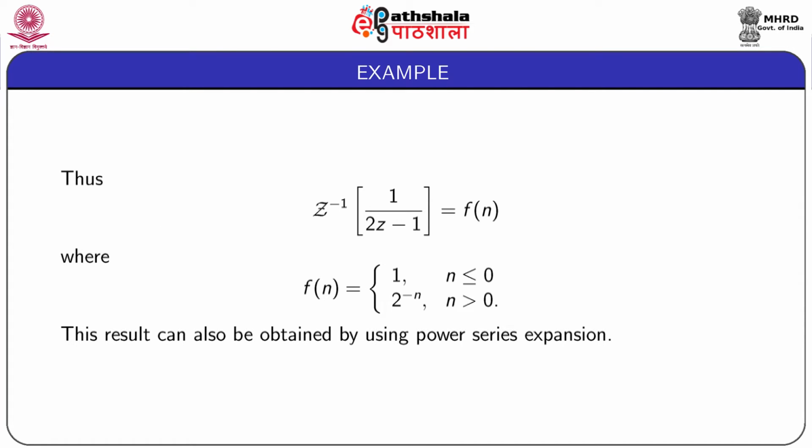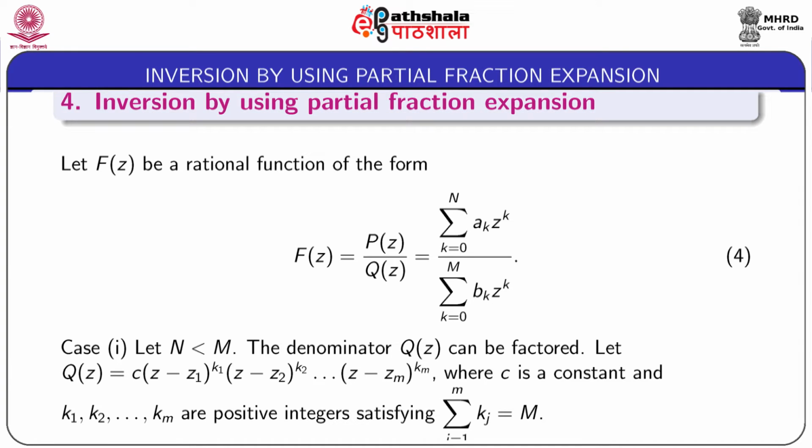Thus, the inverse Z transform of 1 by 2 to the power z minus 1 is equal to Fn, where Fn is equal to 1 for n less than or equal to 0 and equal to 2 to the power minus n for n positive. We can obtain this result also by using power series expansion. Next we come to another method of finding the inverse Z transform. This method is based on using partial fraction expansion.